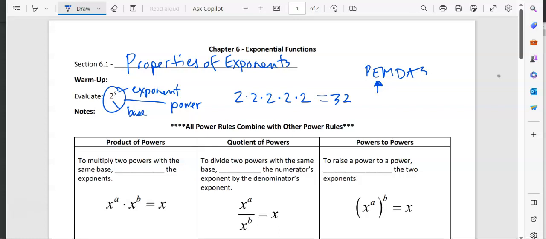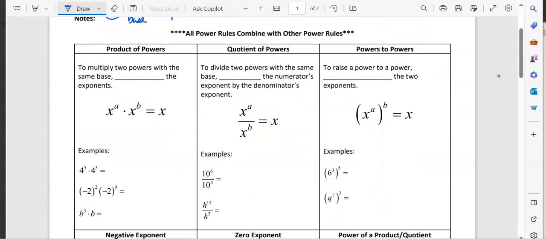So we have 6 properties that we're going to be looking at. And one of the things about these properties is that all of the rules combine with other rules. And usually there's not necessarily an order that you have to do them in, as long as you combine them properly. So we're going to start with the first rule, which is the product of powers. Product meaning multiplying. So we are going to be multiplying powers, and for this property to work, the powers must have the same base.